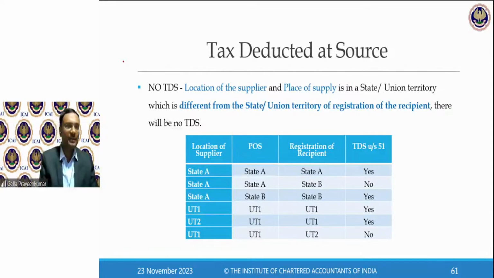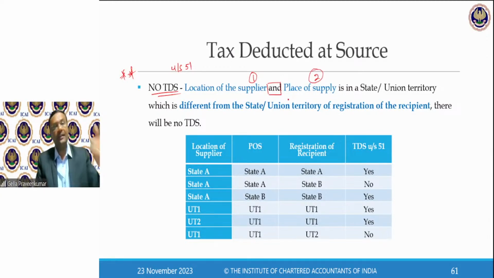Now, this is another important provision. No TDS can be done under section 51 where the location of supplier and place of supply, and important note, and place of supply, is in a state or union territory different from the state or union territory of the recipient. Now, I'll give one example to understand this particular TDS provision. I'll just insert one slide.